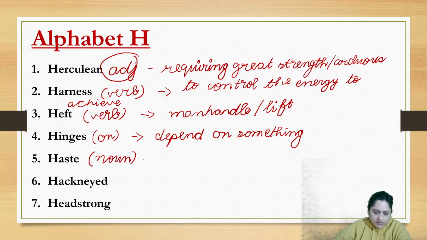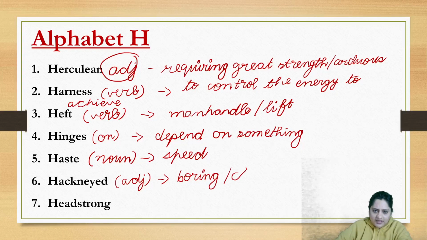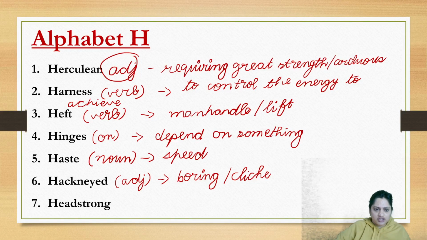Haste is a noun which means speed in doing something. So you don't have enough time and you want to hurry up, so in haste we do something, at full speed. Hackneyed is an adjective meaning boring. Something which is used too often becomes boring, like a cliche. Something which lacks originality, creativity, freshness. It is boring, cliched.